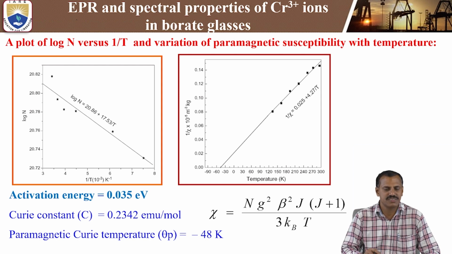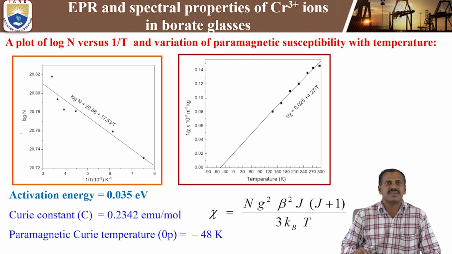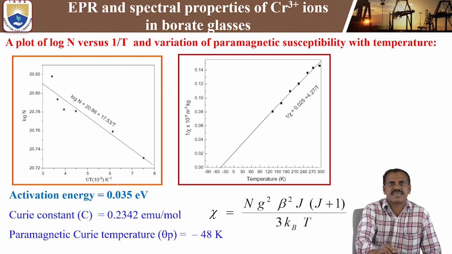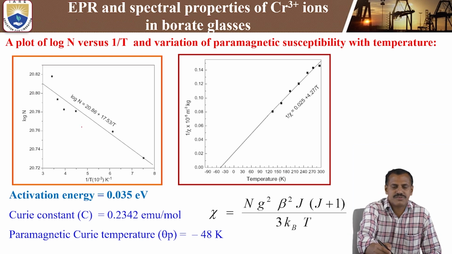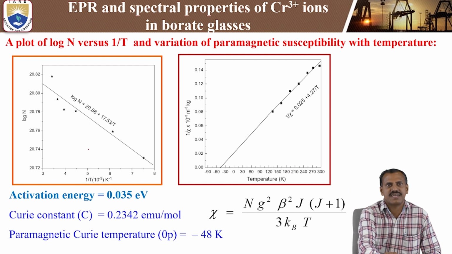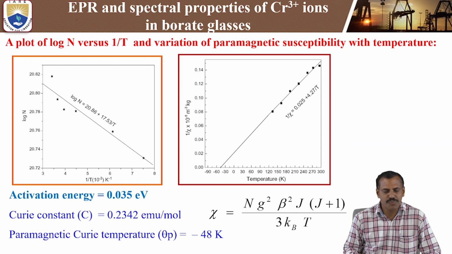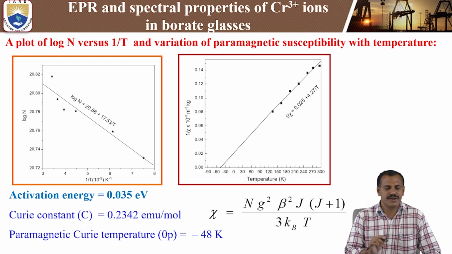On the x-axis we have 1/T, absolute temperature, versus log N, the number of spins participating in the resonance signal. So we calculate using x-axis 1/T and y-axis log N. Here the values fit into log N equal to 20.86 plus 17.53 by T, where T is temperature. Using this diagram, we can calculate the activation energy. The activation energy is 0.035 electron volt. So by using this slope, we can calculate the activation energy.